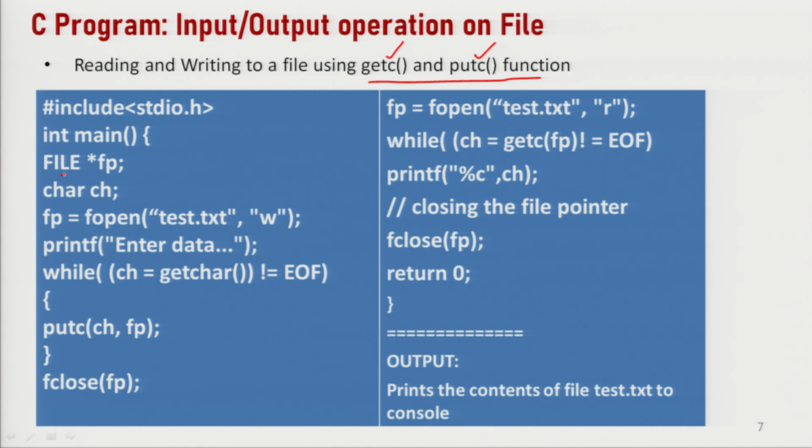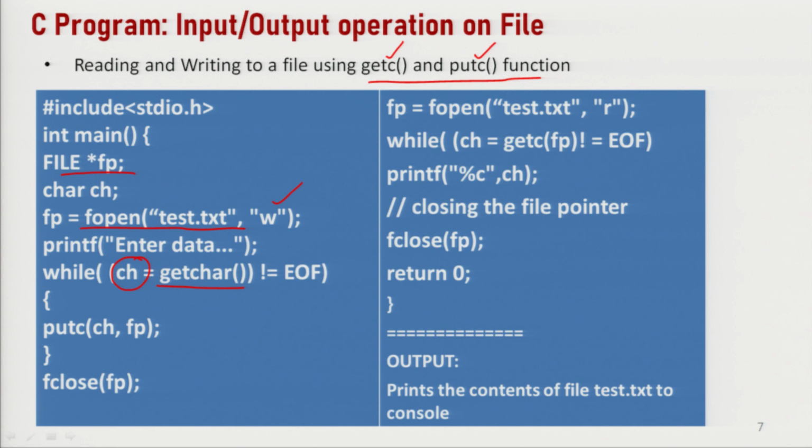Just see here, we have used a file pointer fp, and we have opened this particular file in writing mode. Now, we are asking the user to enter characters, and if the user enters a character on the console, it is taken using the getchar method. This getchar will store the value in ch. Now, since we have opened this file in w mode, writing mode, this character will be written into this file.